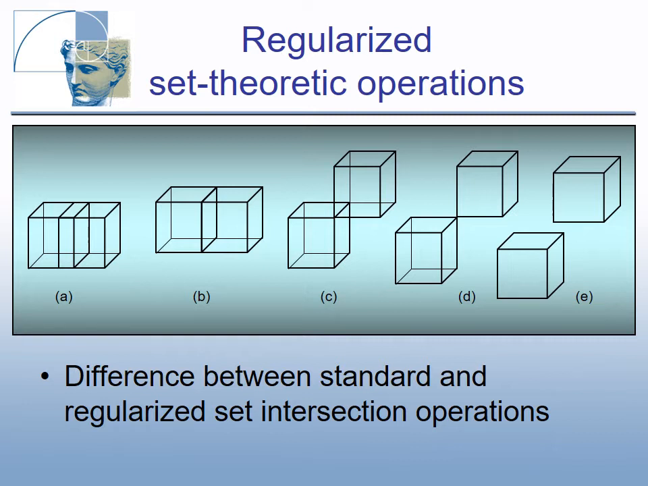This image shows the difference between standard and regularized operations. In the case of the standard operation, the result of intersection is empty only in the last case, where the objects do not have common points. In the case of the regularized intersection, only the first operation will have non-empty result. In all other cases, the lower dimensional results are removed by the regularization.